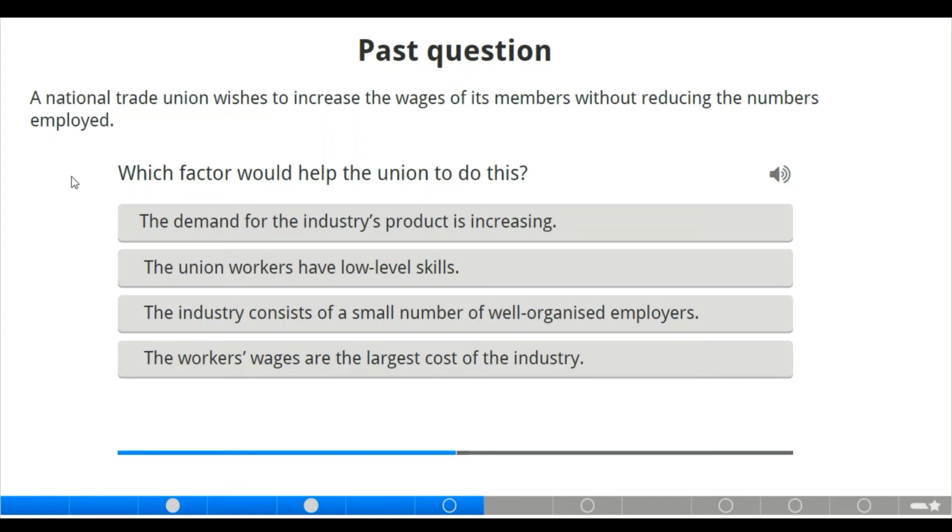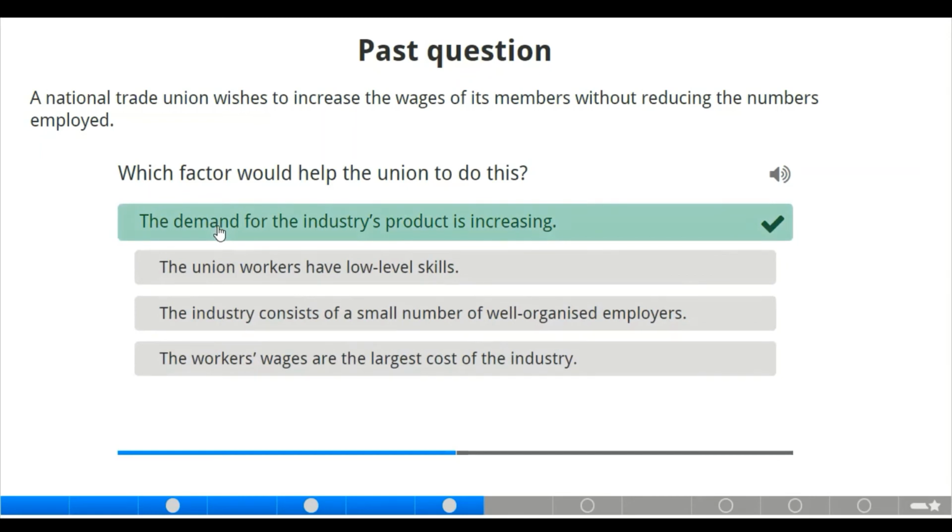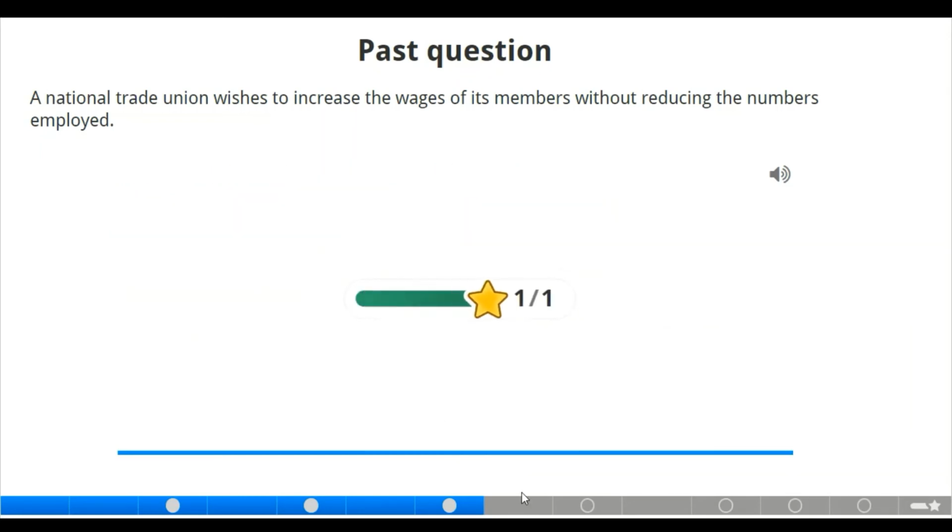The demand for the industry's product is increasing. The union workers have a low level of skill. Is that so? No. Now we have the industry consists of a smaller number of well-organized employers. The workers' wages are the largest cost of the industry. Of course, when the demand for industry products increases, they will demand increased wages at the same time.